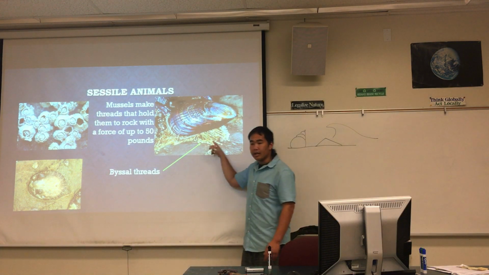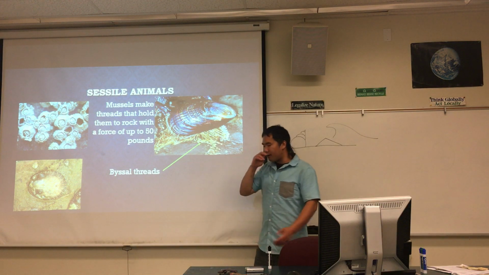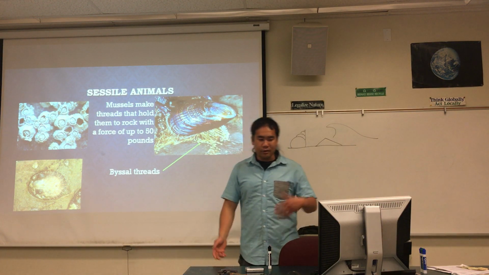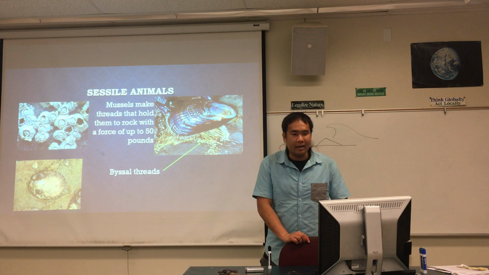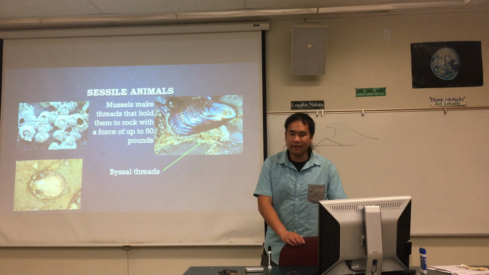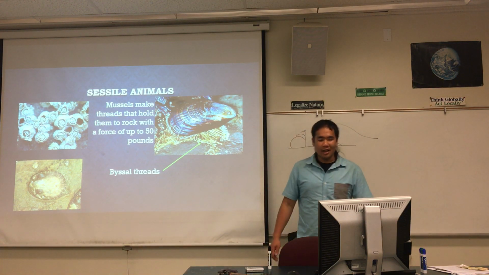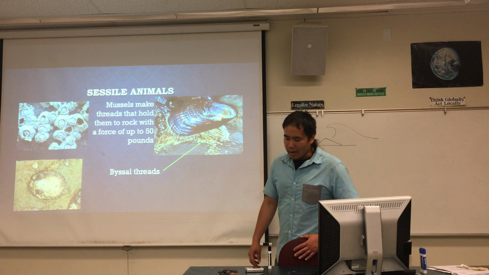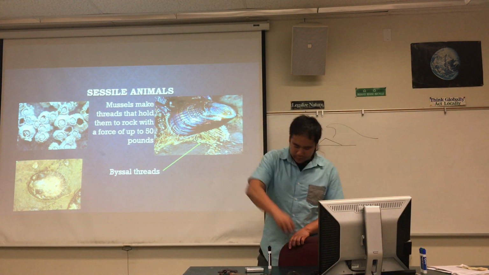These are called byssal threads, and they are reputed to be as strong as super glue and stuff like that. They can hold like cinder blocks or something. I don't know how true that is. I just know that back in the day when I used to collect mussels to feed my pet crabs, it was really hard to pull them off.